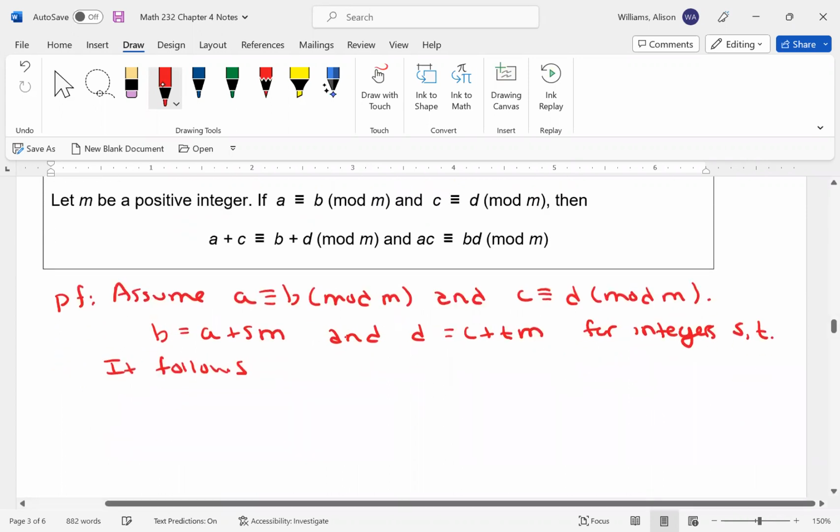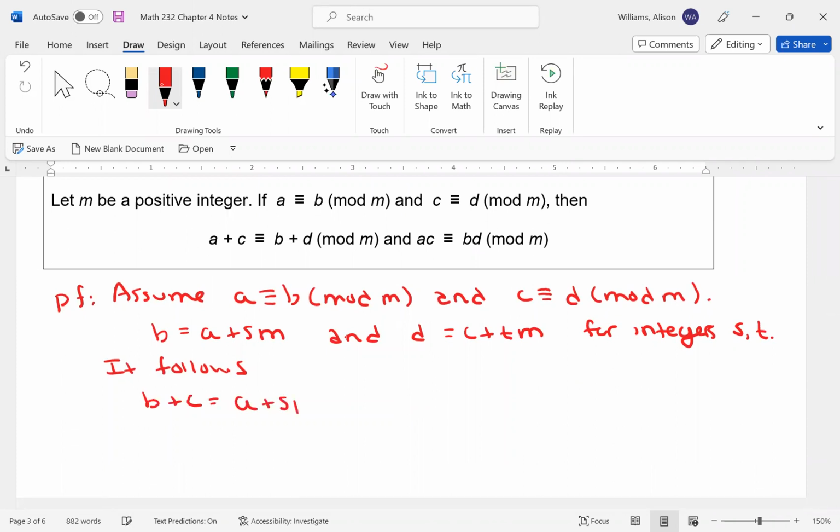So it follows from this that when we add b and c together, that gives us a plus sm plus, I'm sorry, not d, plus c plus tm. And that would equal a plus c plus s plus t times m. Again, I'm grouping the terms with the m's together and factoring out the m, and then I grouped the other terms together. But that means now it's in the right form.